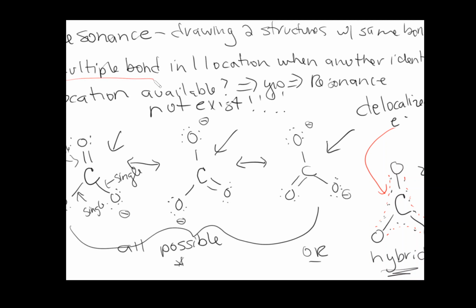All right, so what are the rules for resonance structures? If you can put a multiple bond in one location when you could have put it in another identical location, you must draw all the resonance structures. Eventually, we'll learn a little more complicated variation, but that's a great place to start.